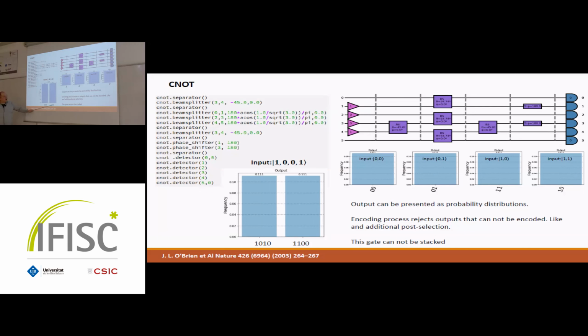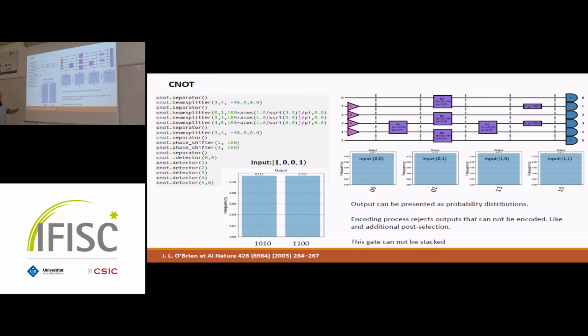But we will have a 1 1 0 0. That means 2 photons in the first qubit and 0 photons in the other. This is something that cannot be encoded into a logical representation. Therefore, when we encode it, we reject this output. Basically, it's like an additional post-selection condition.